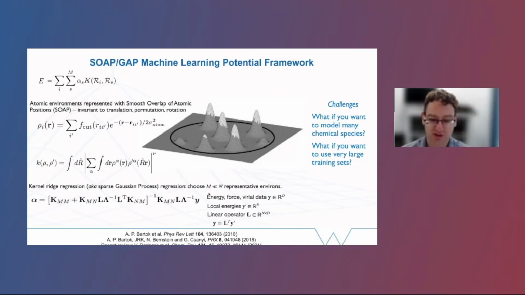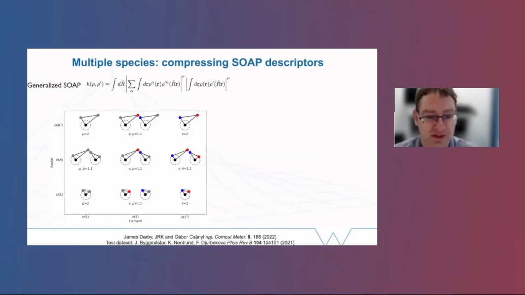So I'll describe some work that we've done recently to address that. Most of the other steps in here are not too big. This one here is a small matrix, so it's really just this KMN and its transpose here that become problematic. Okay, so the first challenge that I mentioned is many chemical species.